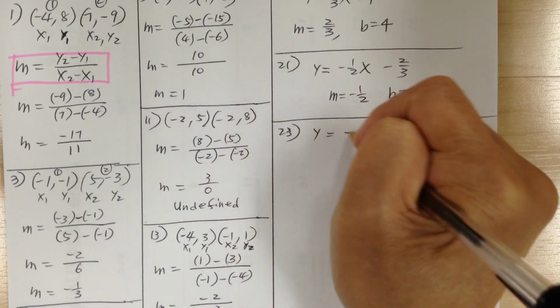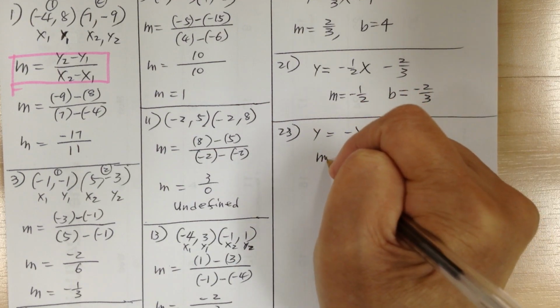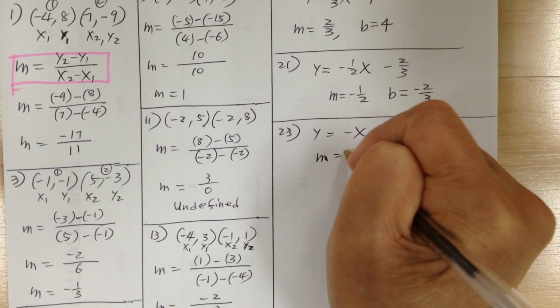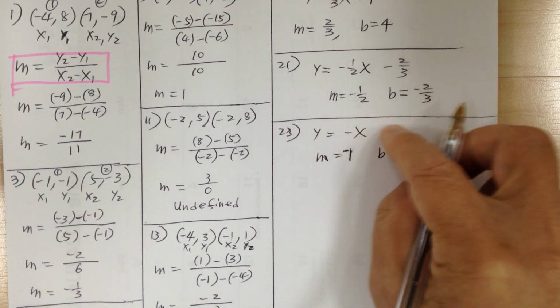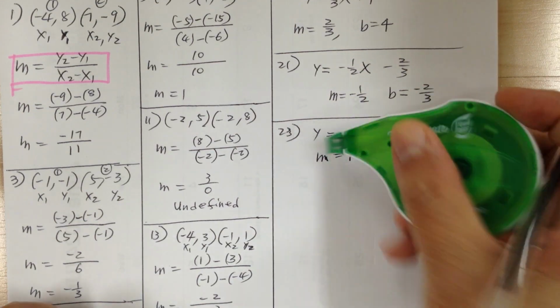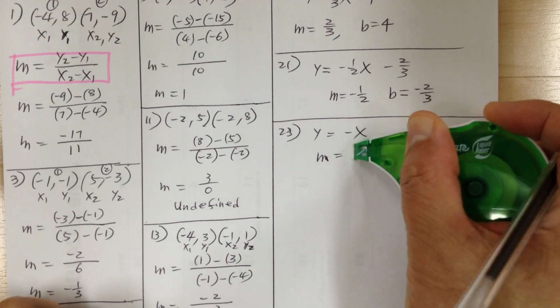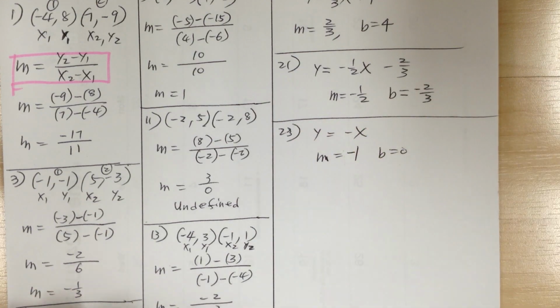So 23. So y equal to negative x. So the slope equal to negative 1. Okay? So that's your slope, and b equal to 0 because there's nothing over here. I'm going to write this better, I'm going to run out of space. Okay, negative 1. There we go.